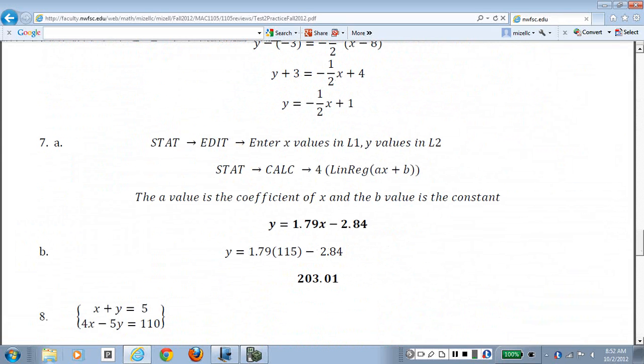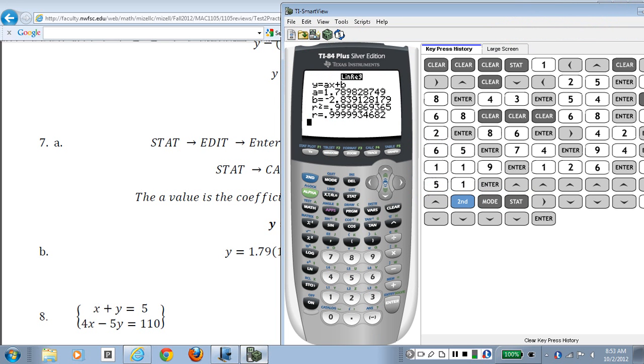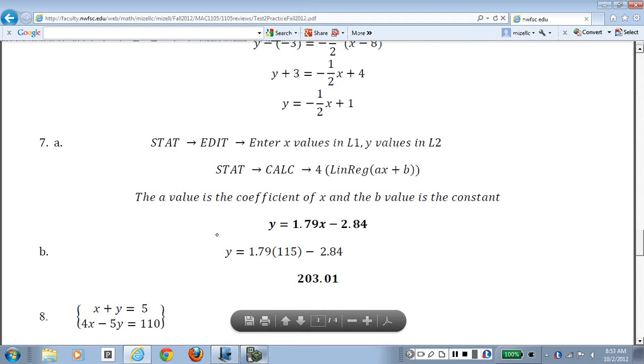Y equals 1.79x minus 2.84. So that's it. Ridiculously strong linear fit. Evidently these points were chosen by a math teacher and not someone in touch with reality. In real life you'd never have points that close to being on a straight line. But it's a good enough example here.